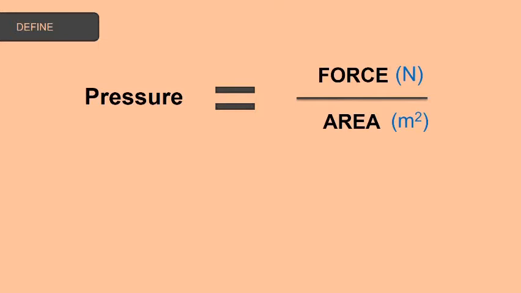Observe the equation carefully. Area is in the denominator of the fraction. What is this area? Well, this area is nothing but the area on which force is applied. Say I keep the force constant and I keep increasing this area. What will happen to the pressure? Will the pressure increase or decrease?